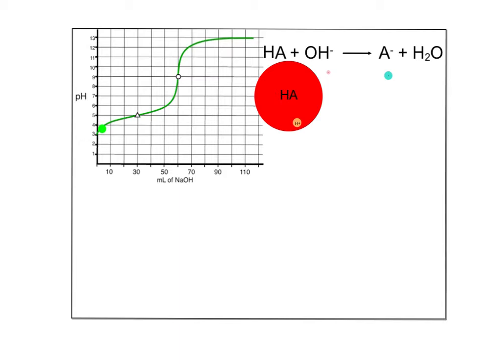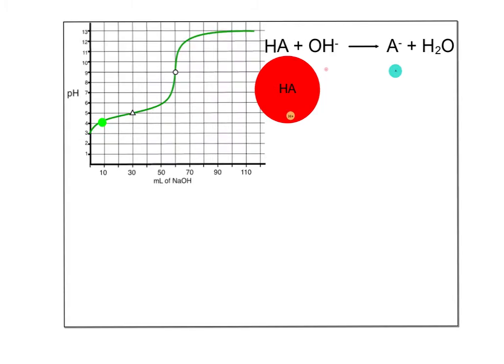And so we can keep going. We react, we use up a little bit of the HA, we produce water and a little more A minus. Same thing, as you can see, my green dot keeps moving. The pH is slowly rising as we add this NaOH because we're using up some of this HA.